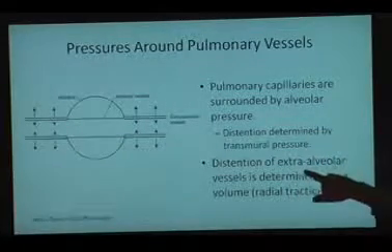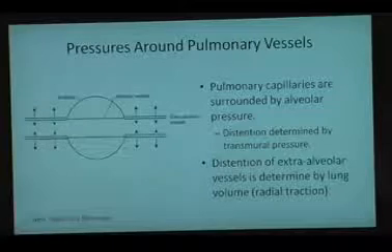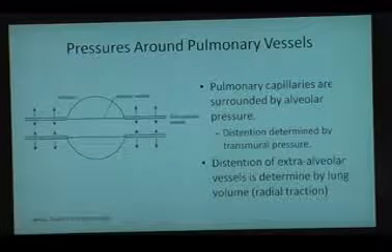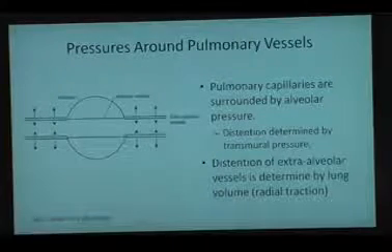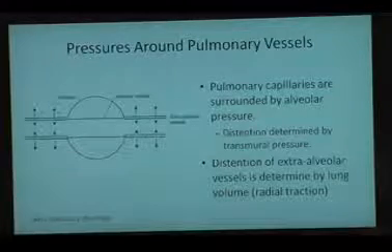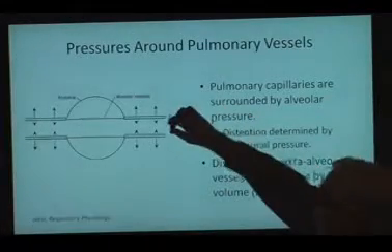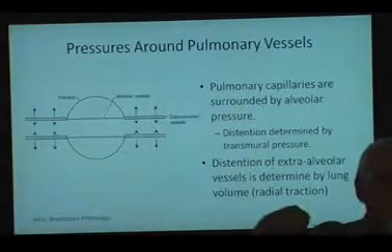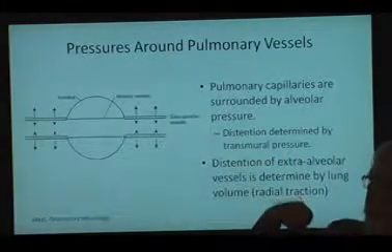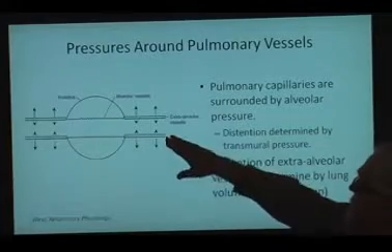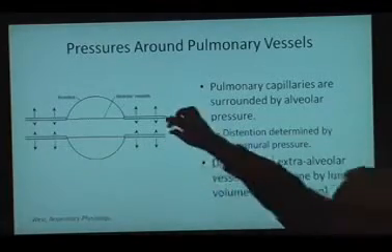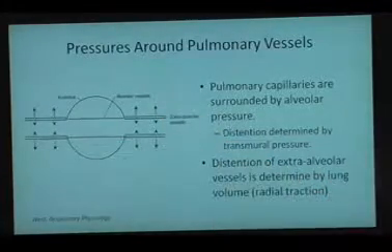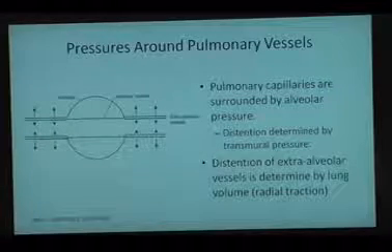The distension of extraalveolar vessels is determined by lung volume, by radial traction. So in other words, as the volume of the lungs increases, that pulls out on the extraalveolar vessels and increases their diameter. And as lung volume decreases, there's less radial traction and the diameter of the extraalveolar vessels decreases.